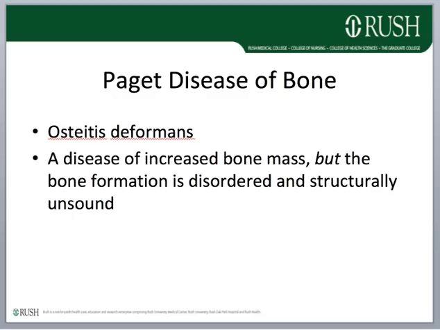Paget disease of bone, in contrast to osteoporosis, is a disease of increased bone mass. However, the bone formation is disordered, and the bone itself is structurally unsound and, of course, susceptible to fracture, which we call what? Right, pathologic fracture.